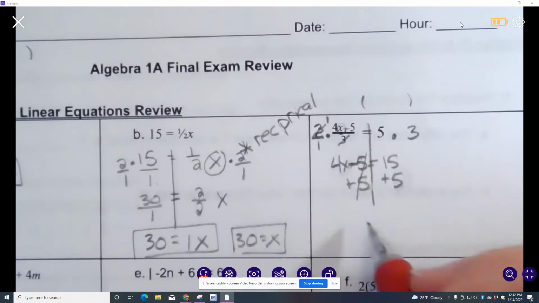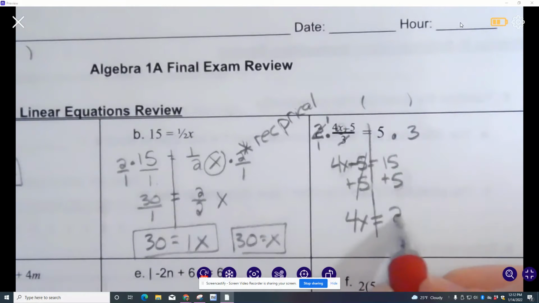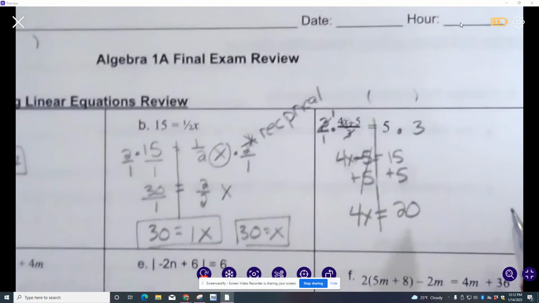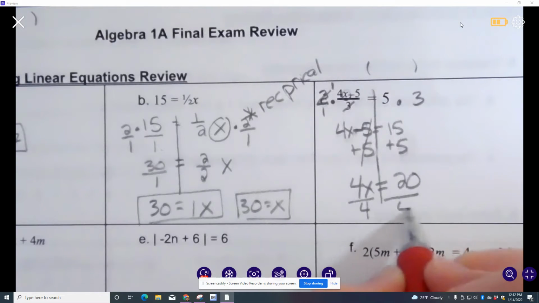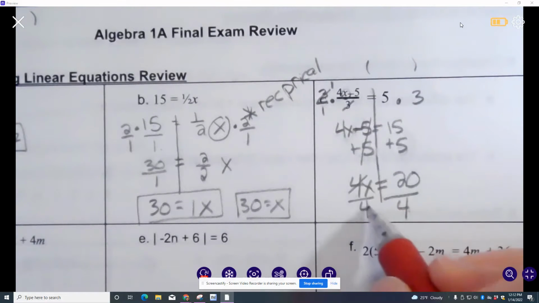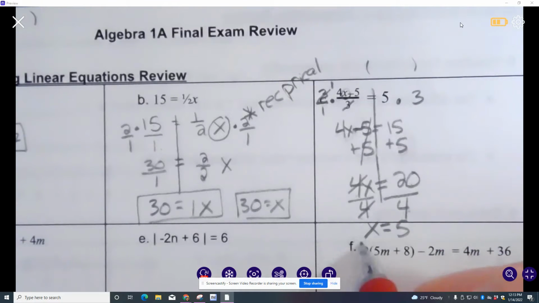5 positive and 5 negative makes a 0. So 4x on the left side, 15 plus 5 is 20 on the right side. And then divide to undo 4 multiplied by x. I'm going to divide both sides by 4. 4 divided by 4 is 1. 1x equals 20 divided by 4 is 5.